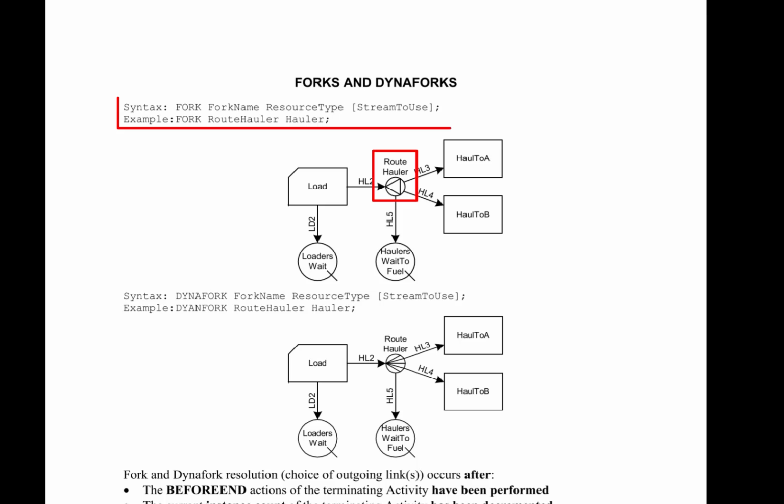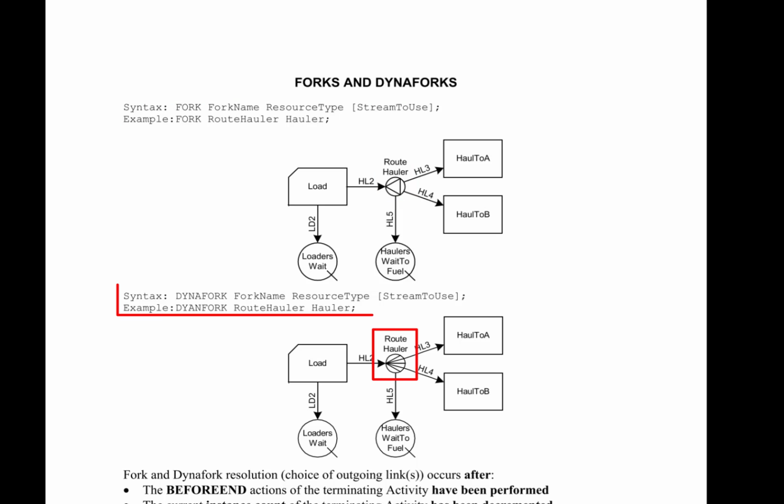A fork is defined by using the statement fork, followed by the name of the fork, followed by the resource type that is routed by the fork. Optionally, the statement can also take the number of the stream to use. For the figure shown here, for example, the fork could be defined by the statement fork, route hauler, hauler. Route hauler is the name of the fork, and hauler is the resource type that flows through the incoming and outgoing links of the fork.